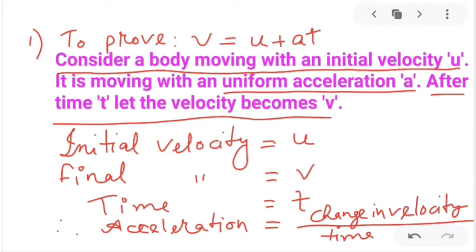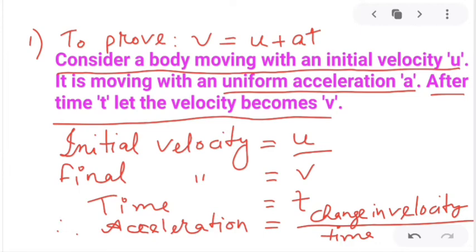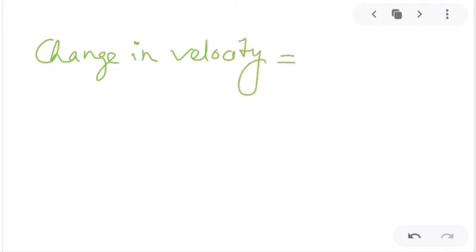Now see the change in velocity. Initial velocity is u and final velocity is v. So what is the change here? Change is always final minus initial. So the change in velocity is equal to final velocity v minus u. This is the change in velocity.